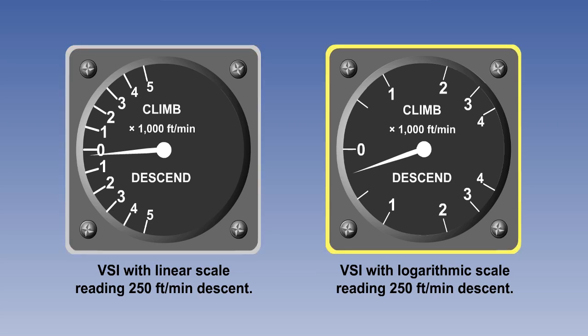The display on the right shows the same information and displays a rate of climb or descent of up to 4,000 feet per minute using a logarithmic scale. As we can see, the increased sensitivity of the logarithmic scale at the lower rates of climb or descent makes the logarithmic display easy to read where accuracy is required.